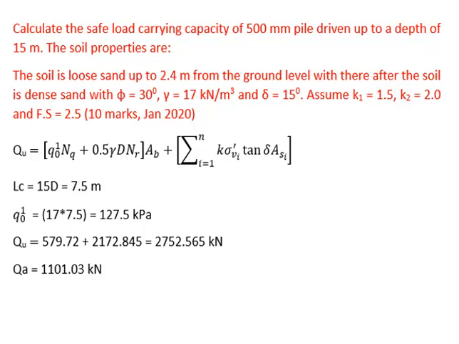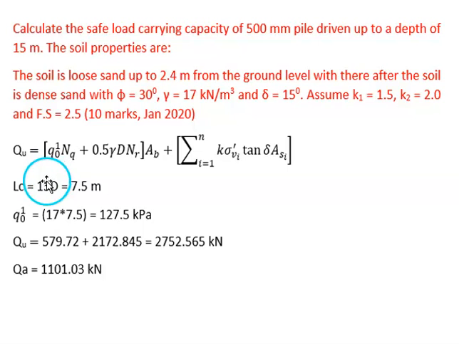Another example: calculate the safe load carrying capacity of a 500 mm pile driven up to a depth of 15 meter. The soil properties are: the soil is loose sand up to 2.4 meter from the ground level, thereafter the soil is dense sand with phi equal to 30 degrees, gamma equal to 17 kilonewton per meter cube and delta equal to 15 degrees. Assume K1 equal to 1.5, K2 equal to 2 and factor of safety equal to 2.5.